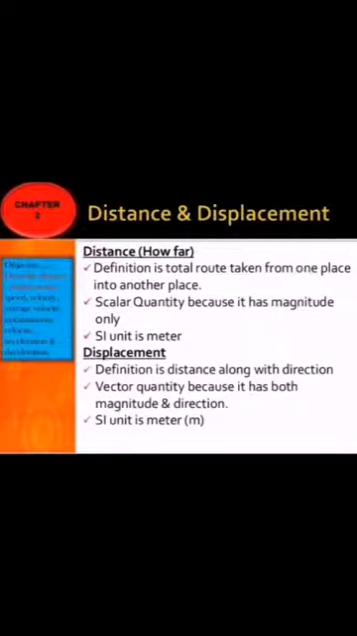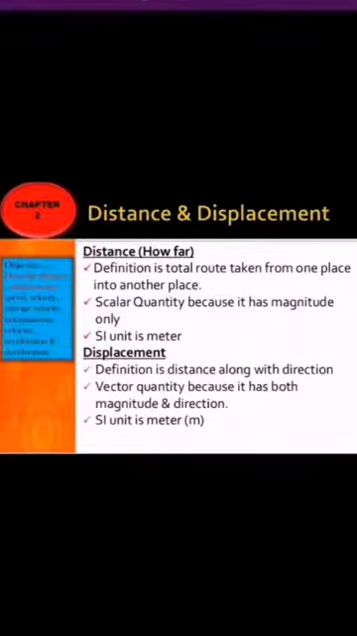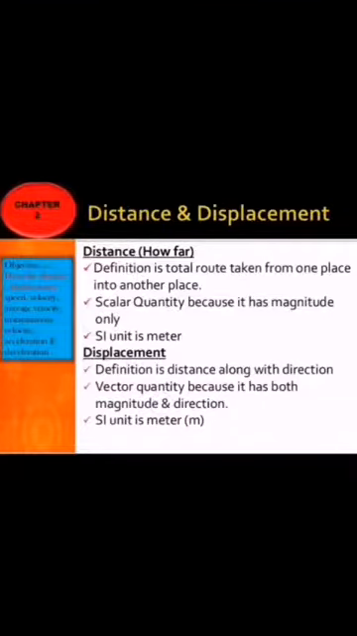Distance is a scalar quantity because it has only magnitude, and its SI unit is meter. Displacement is the shortest distance between two points, or it is the distance along with direction. It is a distance with a particular direction, so it is called displacement. Displacement is a vector quantity because to describe displacement we need magnitude as well as a particular direction. The SI unit of displacement is also meter.